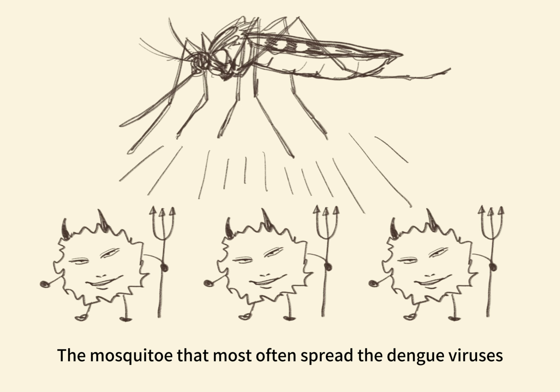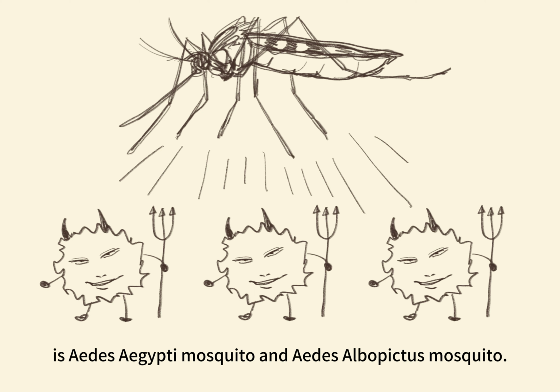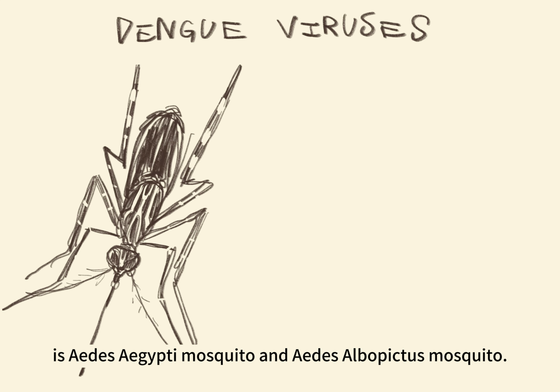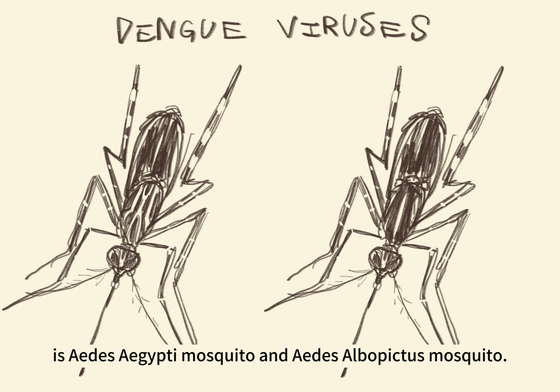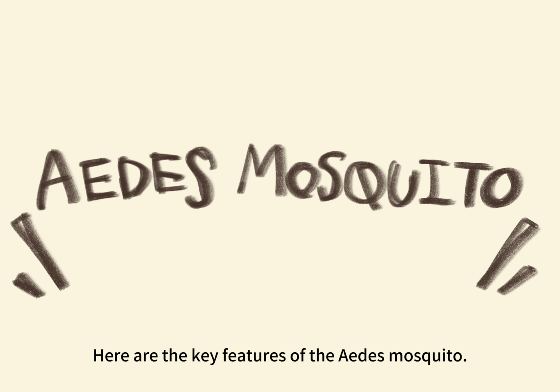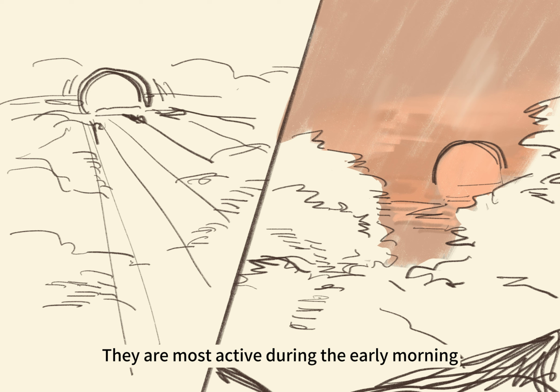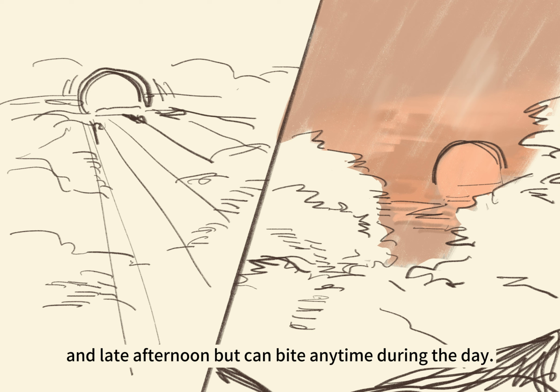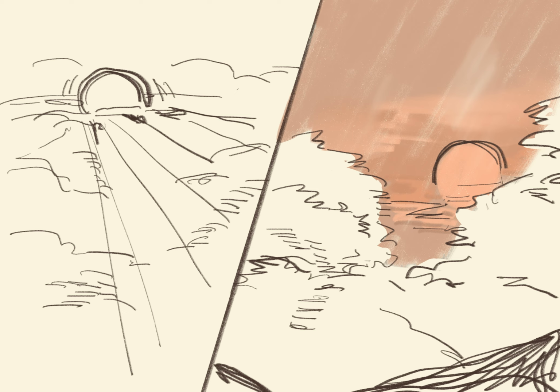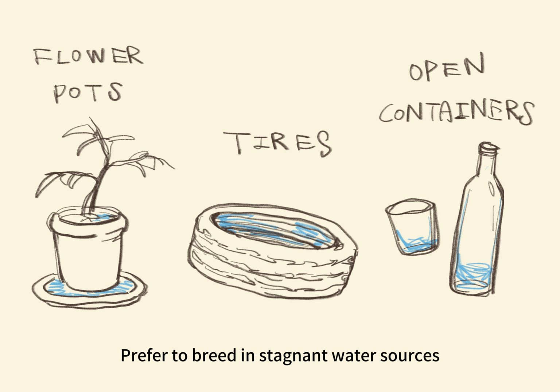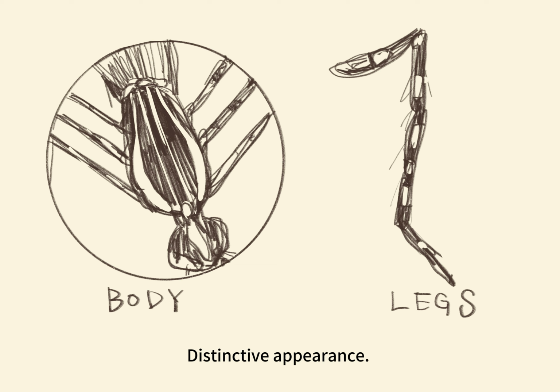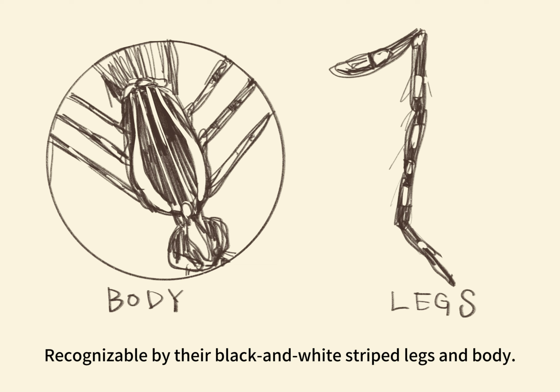The mosquitoes that most often spread the dengue virus are the Aedes aegypti mosquito and the Aedes albopictus mosquito. Here are the key features of the Aedes mosquito. Daytime activity. They are most active during the early morning and late afternoon, but can bite any time during the day. Habitat. Prefer to breed in stagnant water sources like flower pots, tires, and open containers. Distinctive appearance. Recognizable by their black and white striped legs and body.